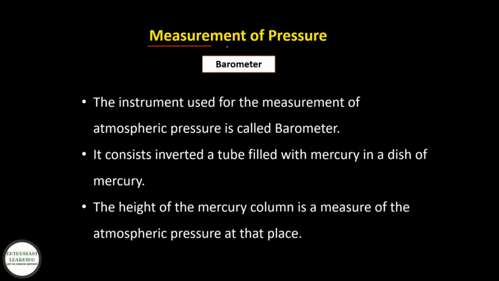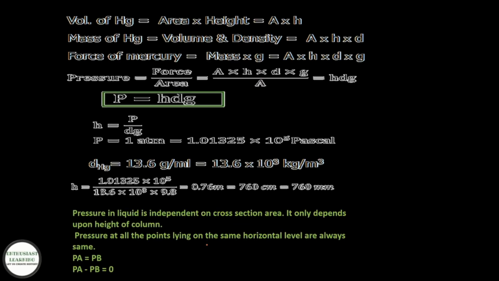Now we'll do measurement of pressure. First we'll discuss the barometer. Barometer is an instrument used for measurement of atmospheric pressure. It consists of an inverted tube which is filled with mercury. The height of the mercury column is the measure of the atmospheric pressure.